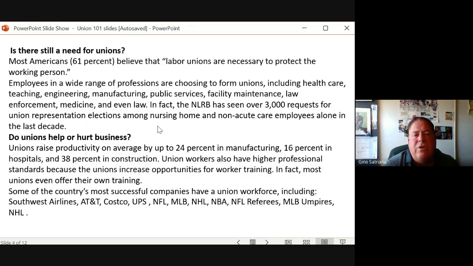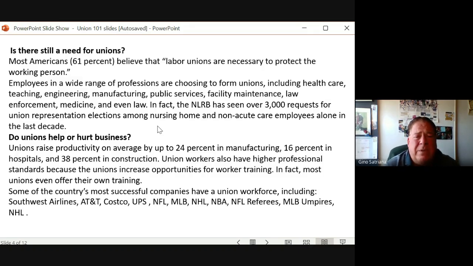Is there still a need for a union? Most Americans, 61%, believe that unions are necessary to protect the working person. This is an old slide, probably about 6-8 years ago. I would say that number's probably up, just based on the actual active unionism that's going on, and that people need those protections given what's going on within the country, not only your own state, but within the country. So I believe that 61% is probably a little higher now.